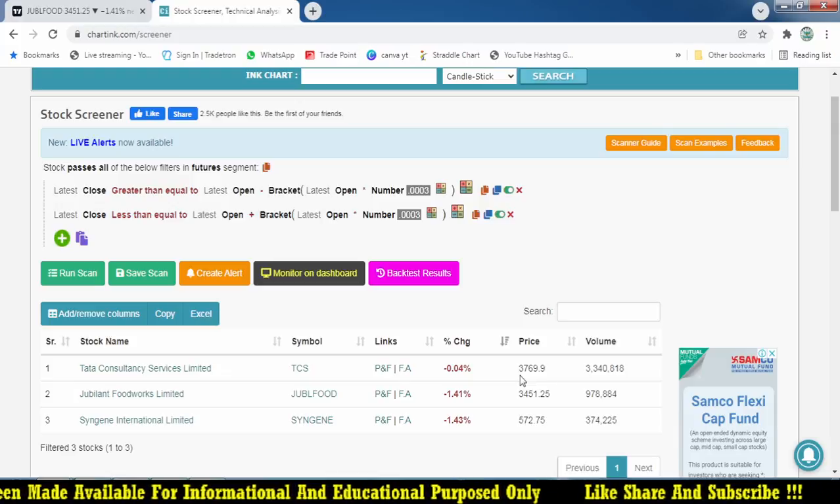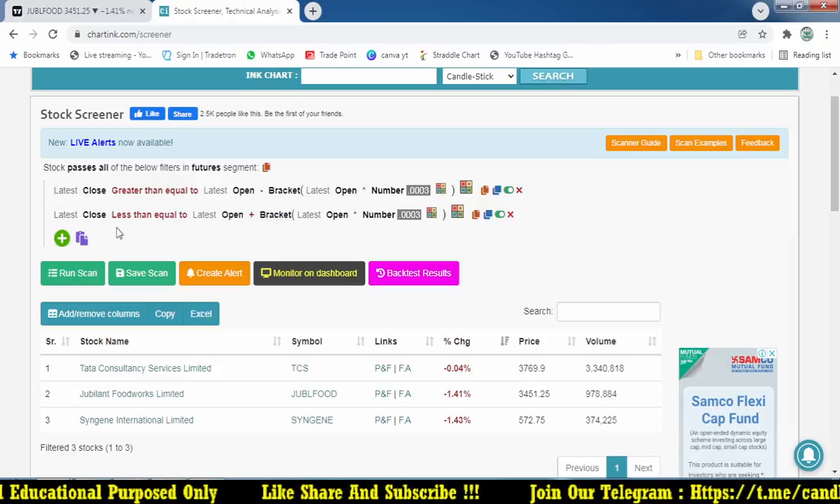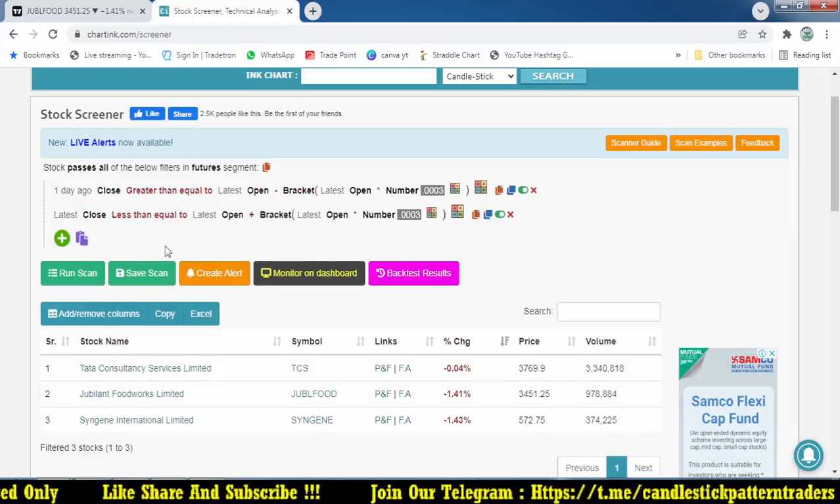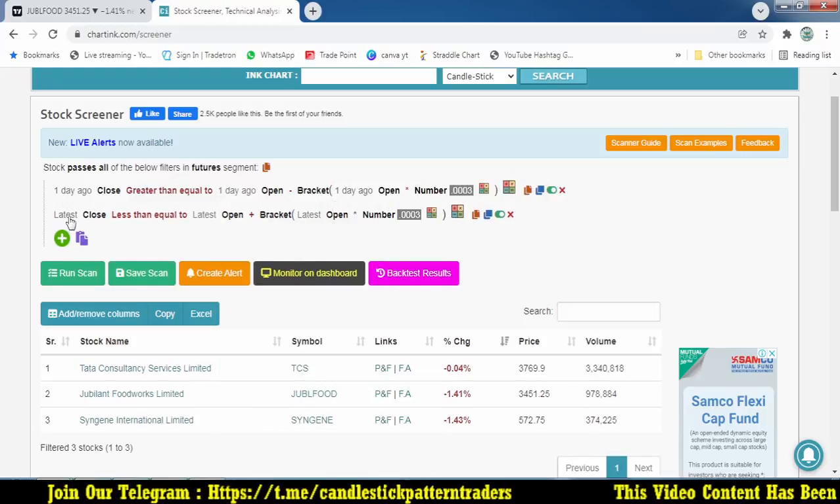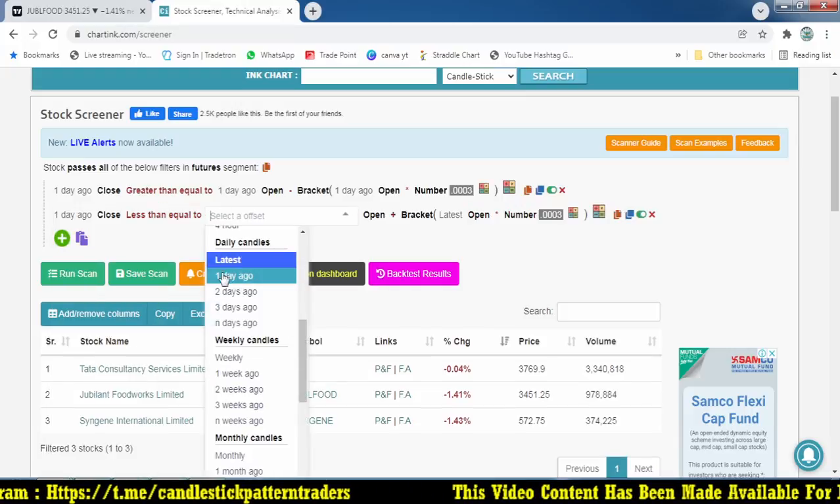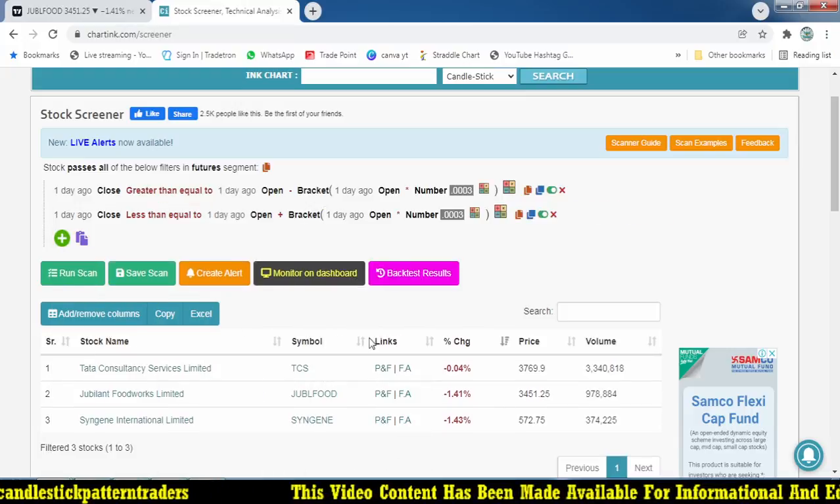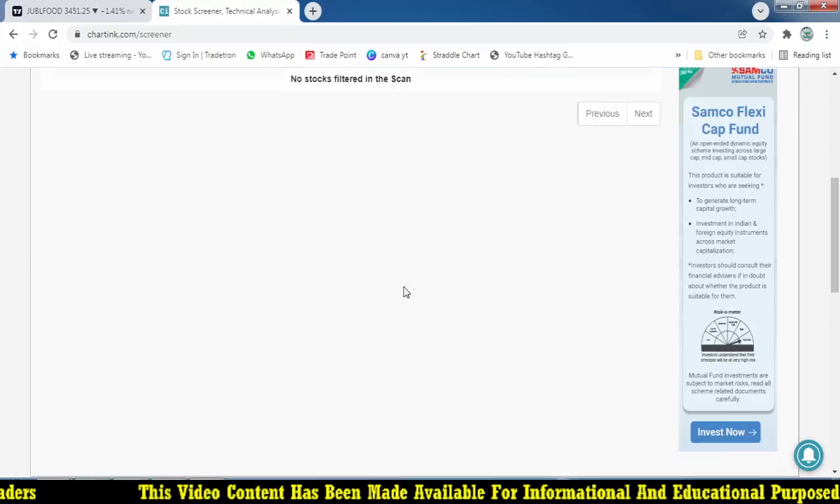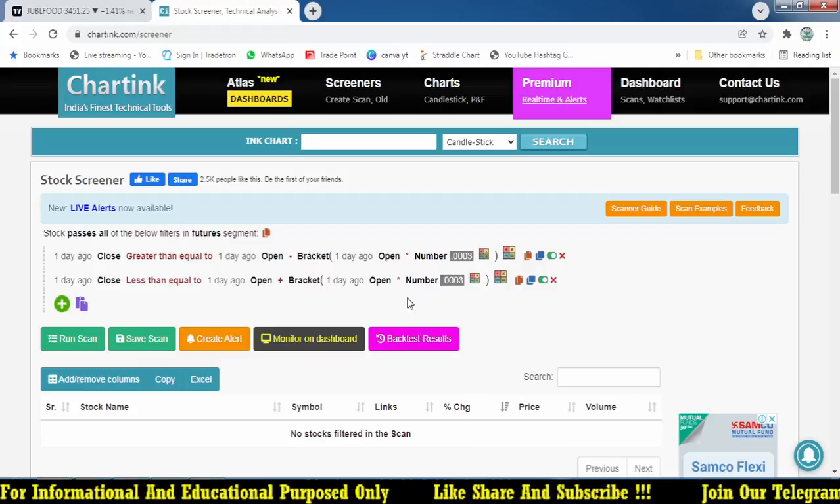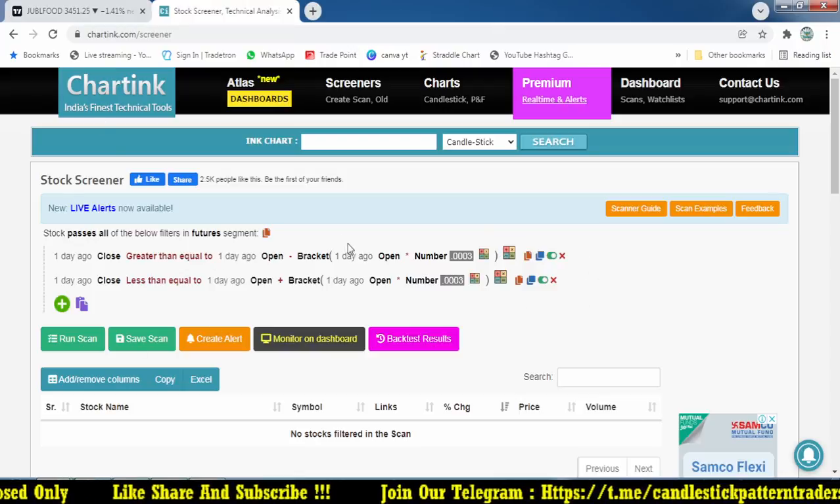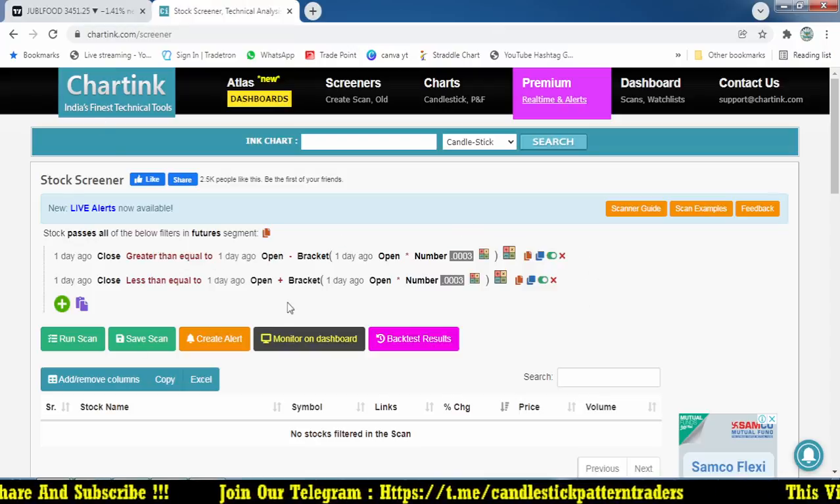Once I get the doji candle, we are going to focus on the latest one, a doji from 1 day ago. Yesterday must be the doji candle, so simply change it to 1 day ago. Let me try it out. This scanner will show the stocks which formed a doji yesterday, not today. If you check yesterday, there may not be many doji candles present. So this will find the doji which formed 1 day before.